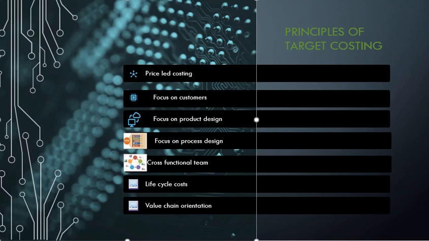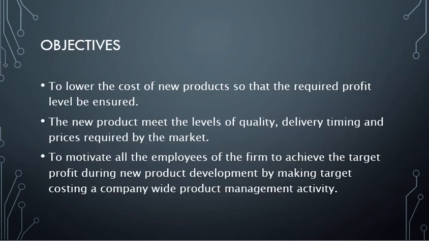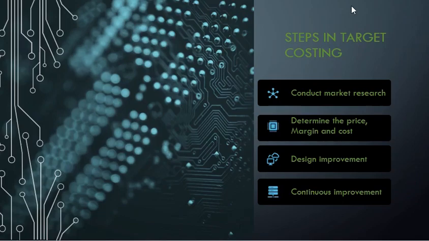So the next is the steps in target costing. As we have learned, first you need to conduct market research. So what is market research? Market research is conducted in order to see what products are in the market, what new products competitors are trying to bring into the market, and to ascertain customer requirements and the price they can afford for the product.